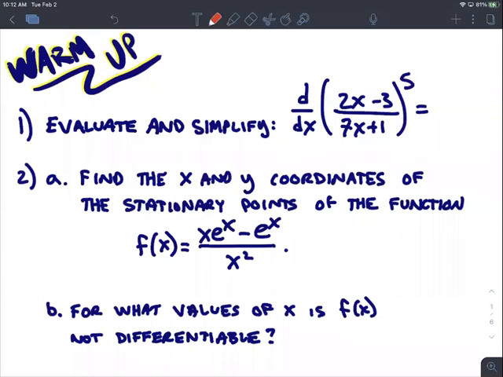Okay, so this warm-up is definitely a challenging one. The first one, I meant for it to be kind of straightforward, even though it is challenging. It still is a more straightforward question because it's not asking for anything crazy complicated like stationary points or points of inflection, or like part B of question 2, where is it not differentiable? It's a question I've never asked you before.